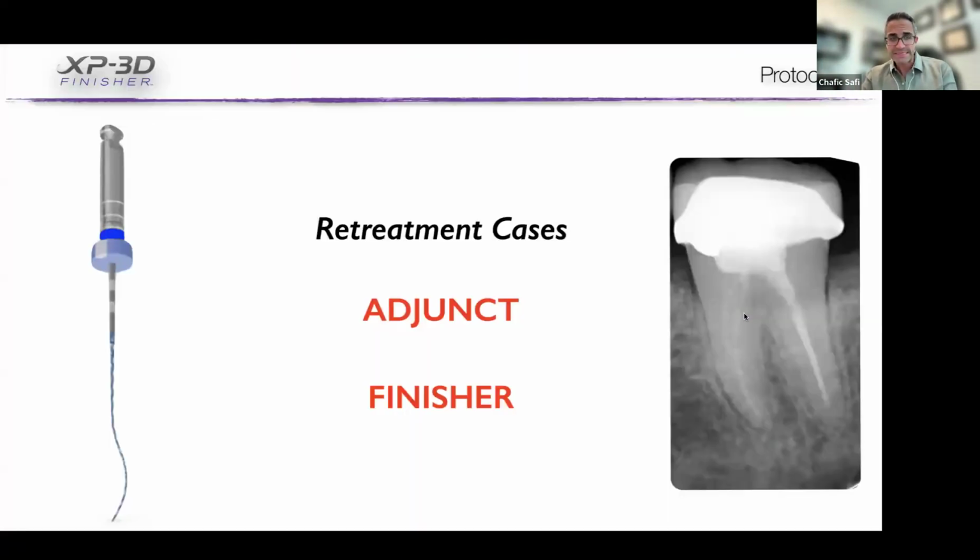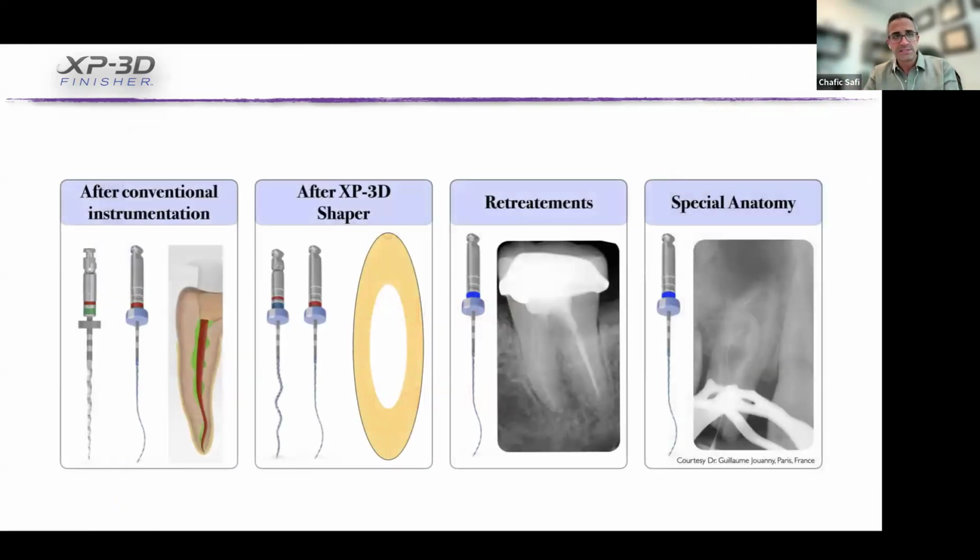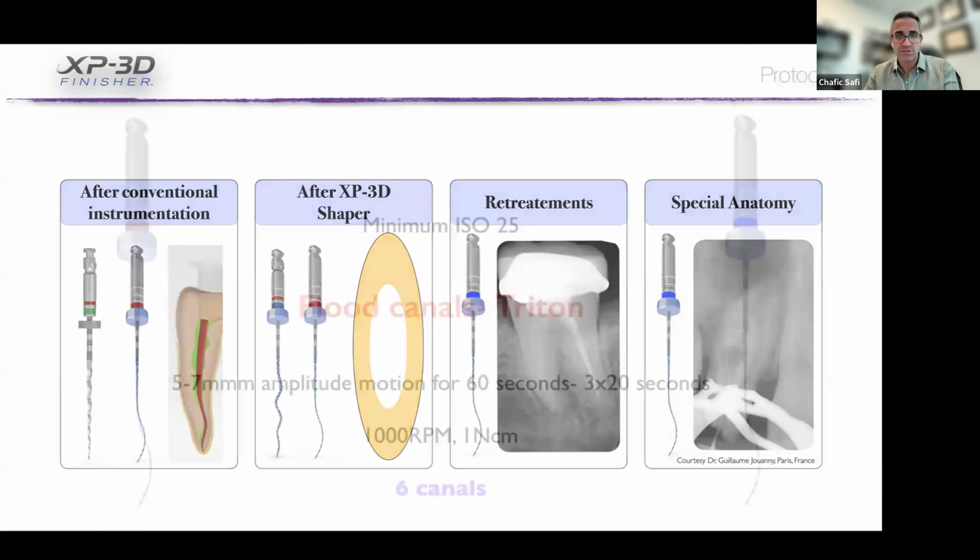When you have retreatment cases, this is a file that's very necessary and very important in order to remove any gutta-percha left behind. And when you have large canals, such as immature teeth or dense dentes, or what I call special anatomy, this file is going to be able to marry itself and to dance with this variable anatomy and yield a cleaner canal. So these are, if you want, the indications for the XP3D finisher here.